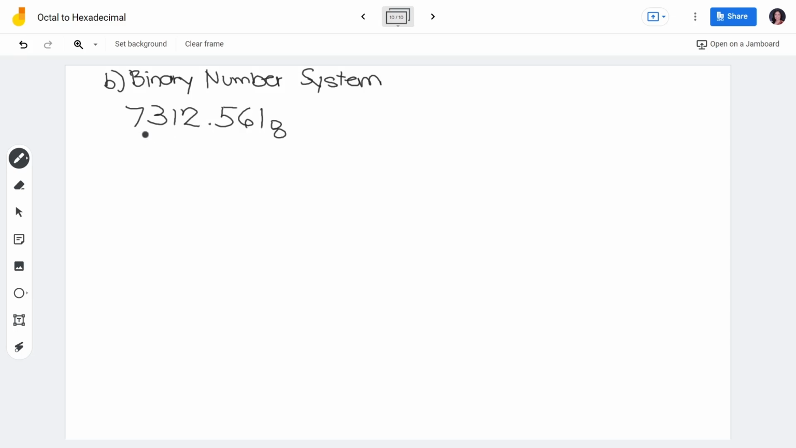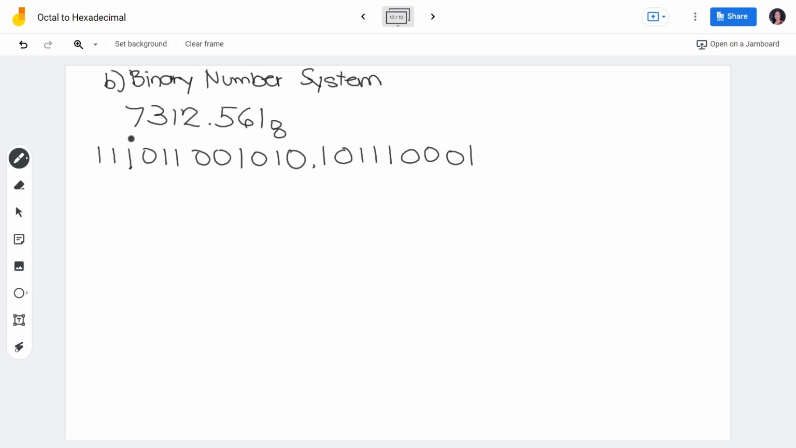So, since this is octal, 3 digits. So, 7 is 111, 3 is 011, and then 1 is 001, and then 2 is 010. 5 is what? 5 is 101, 6 is 110, and then 1 is 001. Okay, 7, 3, 1, 2, 5, 6, 1.